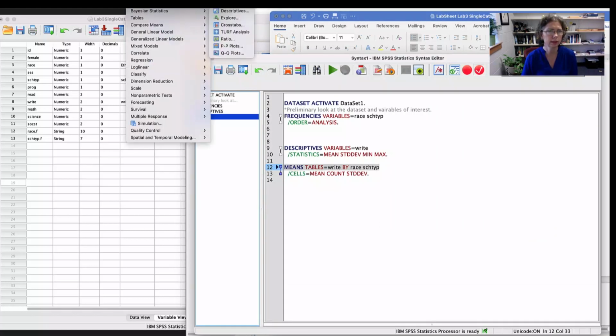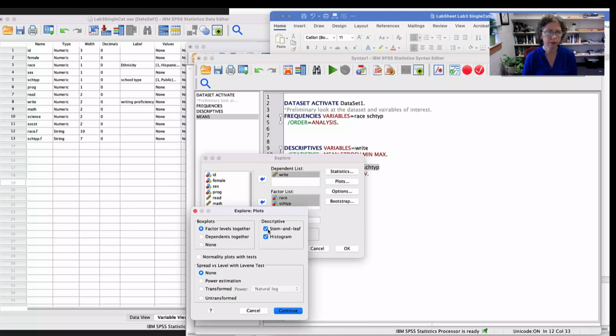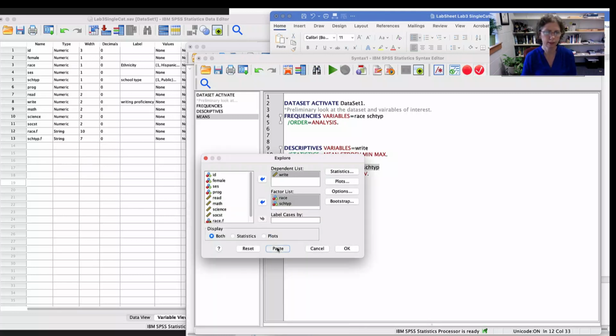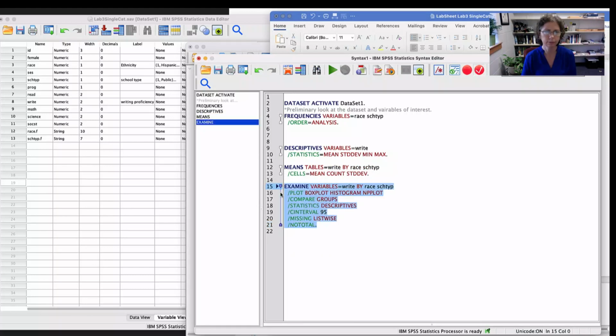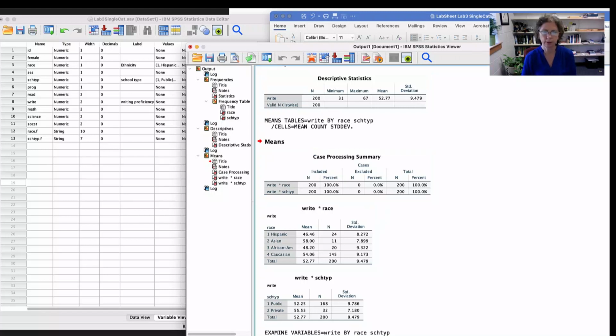Going to Analyze, Descriptives, Explore. I'm putting write in the dependent list and then race and school type in the factor list. In Plots, I'm requesting the histogram. I don't need the stem and leaf. I'm requesting the normality plots with tests because that's where I get the Shapiro-Wilk. Continuing and pasting. So it's running that.